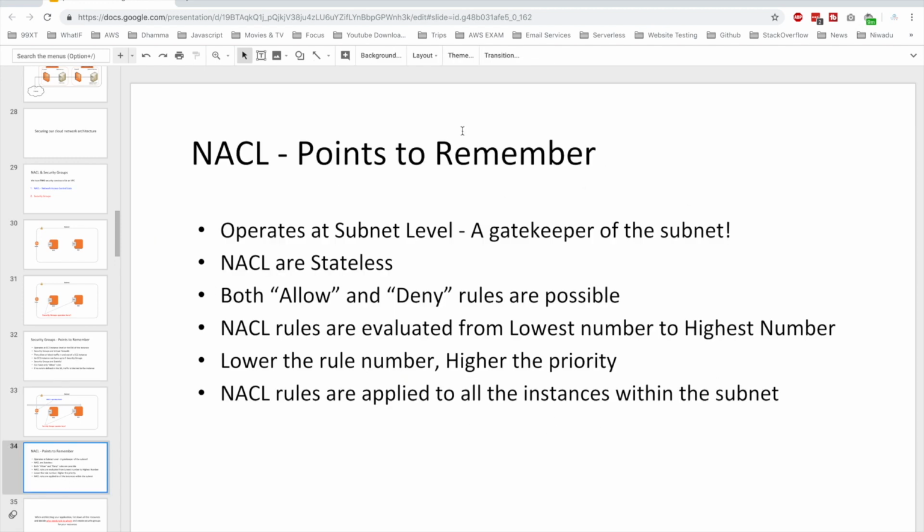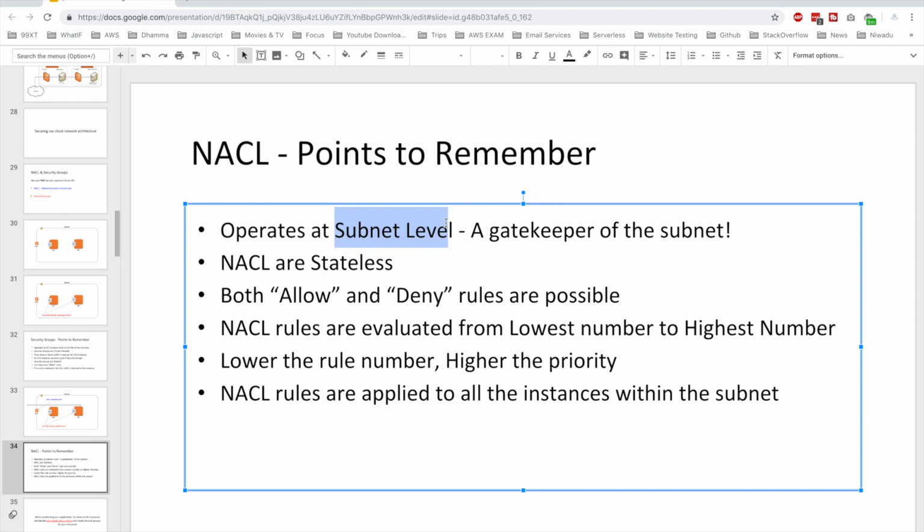So let's see what are the points that we need to remember. The very first one is that NACL operates at the subnet level. So it's basically a gatekeeper of the subnet. NACLs are stateless, as I mentioned earlier. The return traffic has to be explicitly allowed even though you allow the inbound traffic. And unlike security groups, NACLs can have both allow and deny rules. So let's say that you know an IP address or an IP address range that you want to block from your network. In that case, you cannot use a security group because it does not have the deny rule. So there you have to use NACL because it supports deny rules.